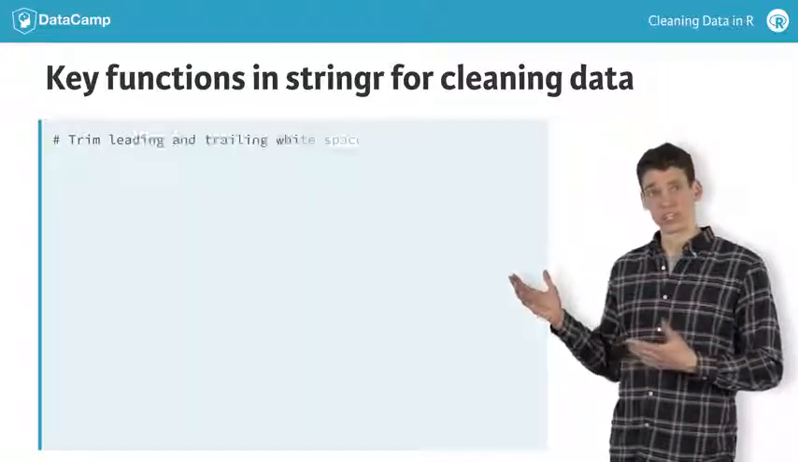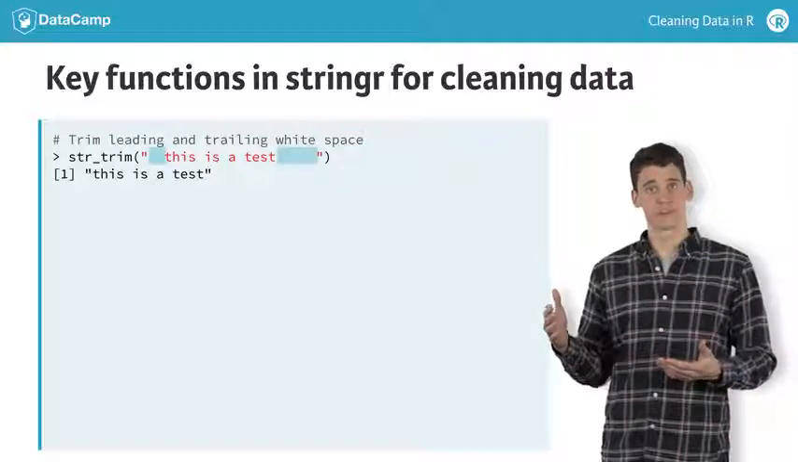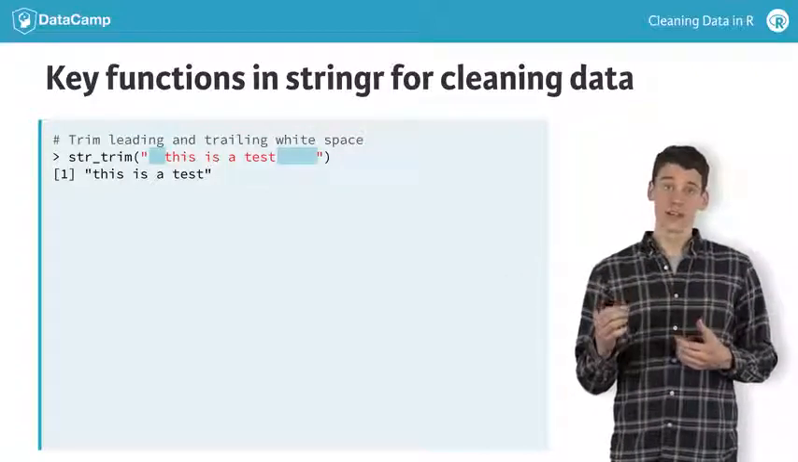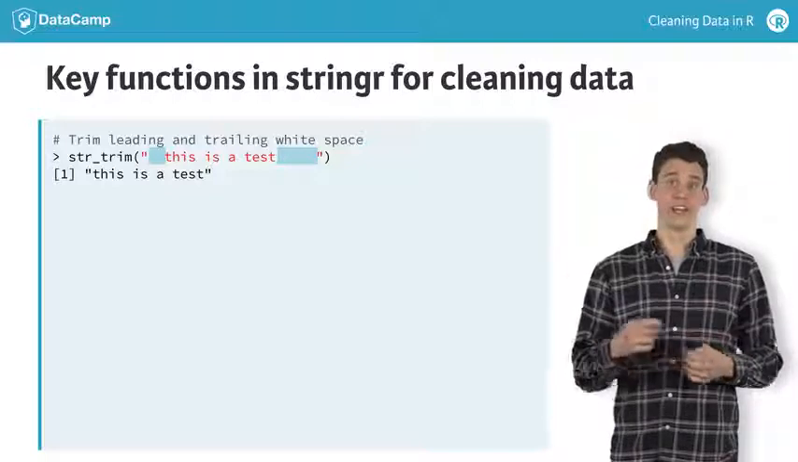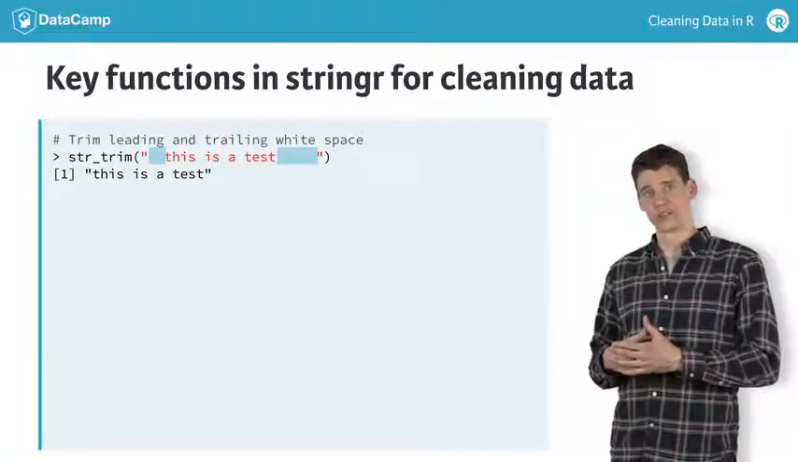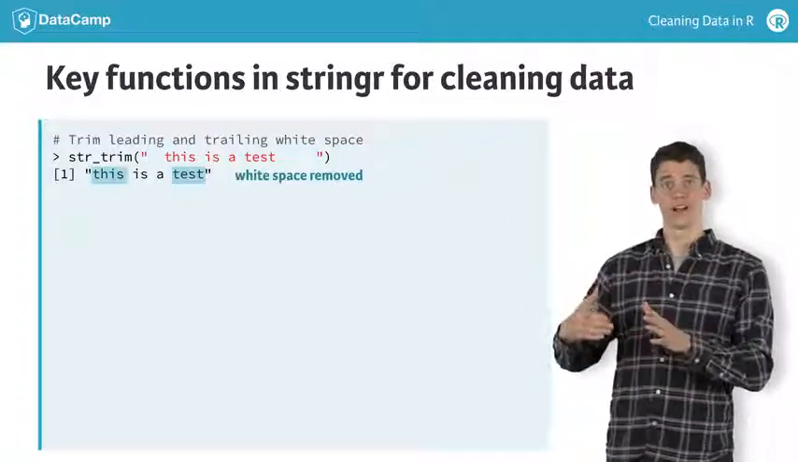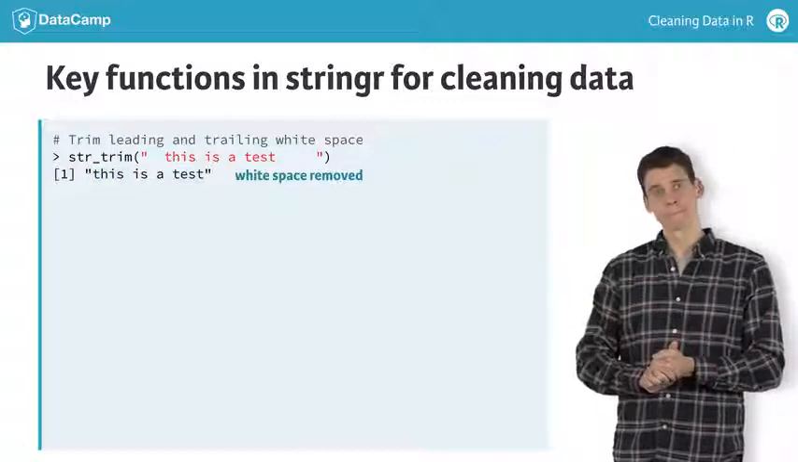First up, the str_trim function trims all leading and trailing white space for either a single character string or a vector of character strings. You can see the resulting string has no white space before the word "this" or after the word "test".